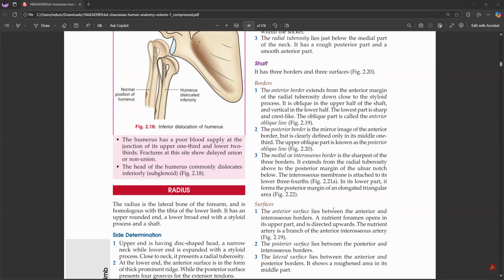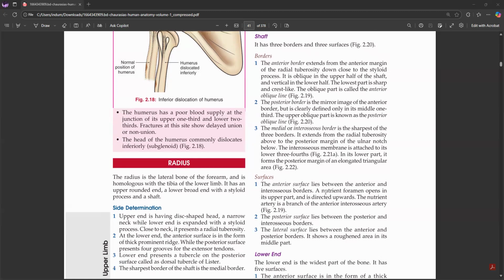Number 2. The posterior border is the mirror image of the anterior border, but is clearly defined only in its middle one-third. The upper oblique part is known as the posterior oblique line, figure 2.20.